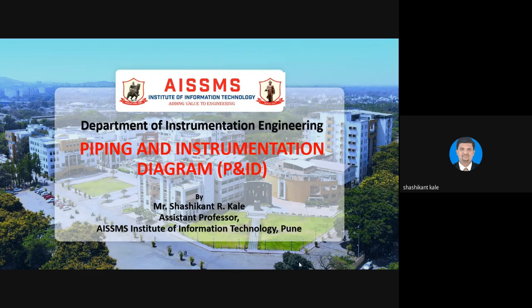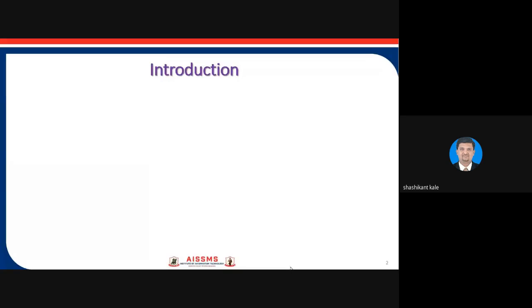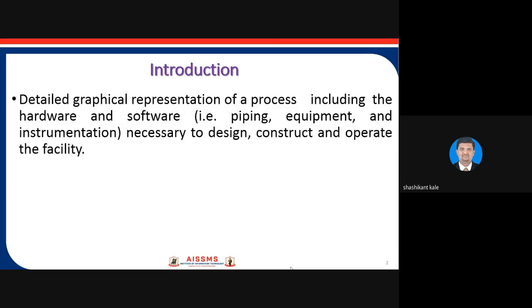Today we are going to see a session on the Piping and Instrumentation Diagram, mostly called P&ID. This P&ID is one of the documents for project management, and a detailed graphical representation of the process, which includes the hardware and software, that is piping, equipment, and instruments necessary to design, construct, and operate the facility.